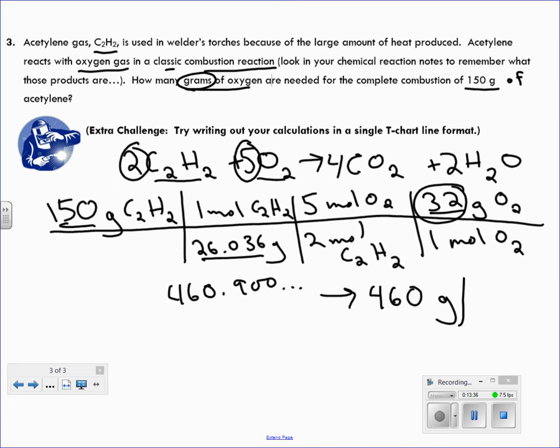So I'm going to write this as 460 grams. Notice the answer isn't 46. I still need to show how big the number is, but I can tack zeros onto the end without changing the number of sig figs. All right, so these are 3 stoichiometry practice problems.